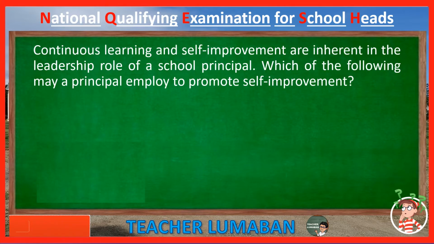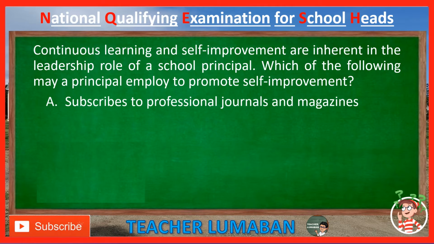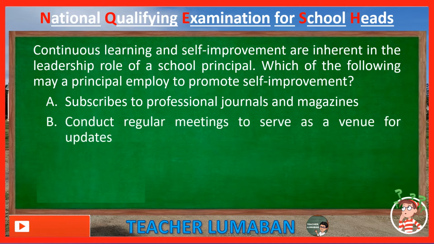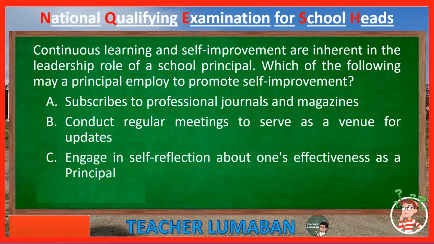Continuous learning and self-improvement are inherent in the leadership role of a school principal. Which of the following may a principal employ to promote self-improvement? Letter A, subscribes to professional journals and magazines. Letter B, conduct regular meetings to serve as a venue for updates. Letter C, engage in self-reflection about one's effectiveness as a principal. Letter D, all of the above.